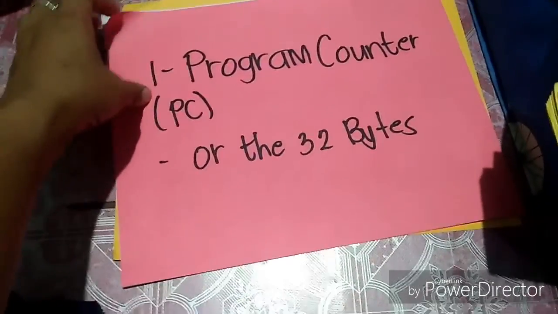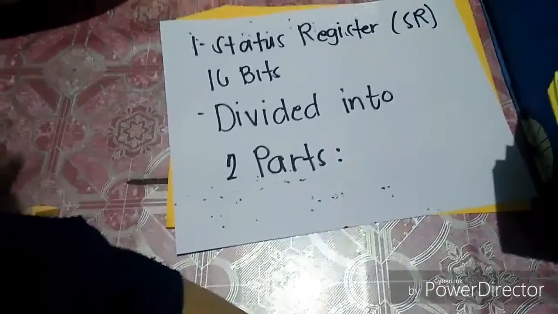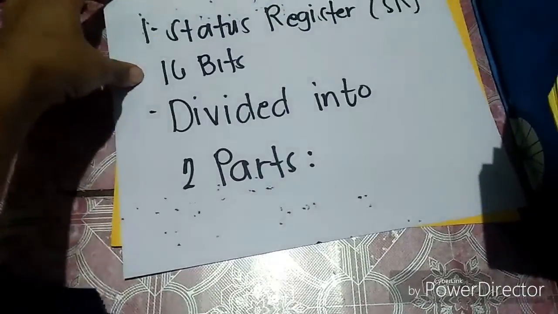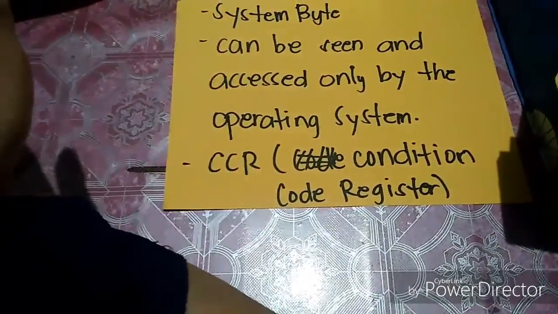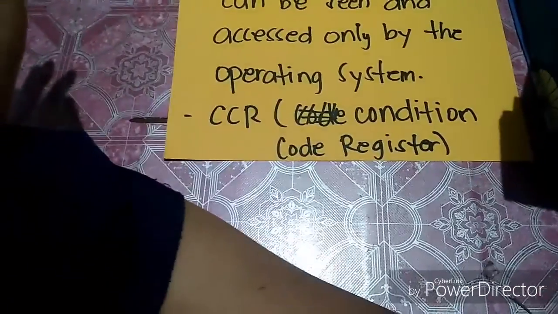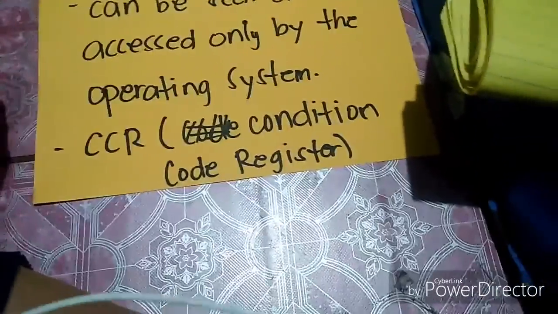And the last is 1 status register, or SR, of 16 bits, which is divided into two parts. The first is the system byte, which can be seen and accessed only by the operating system. And the second is the condition code register, or CCR, which can be accessed by the users.